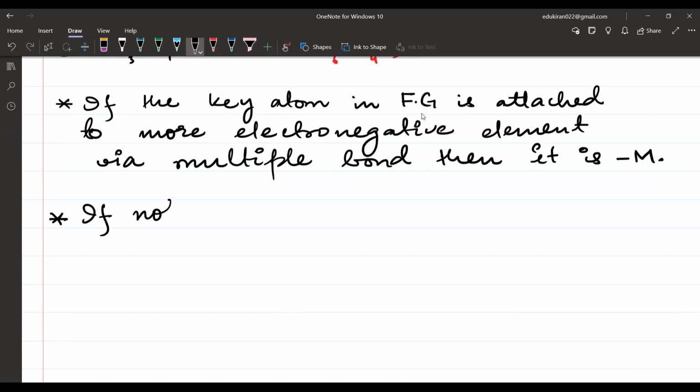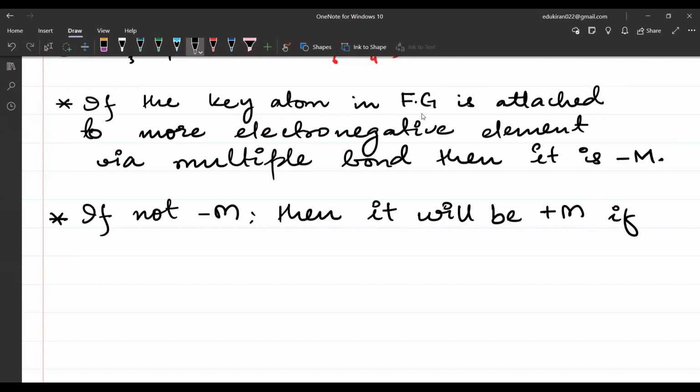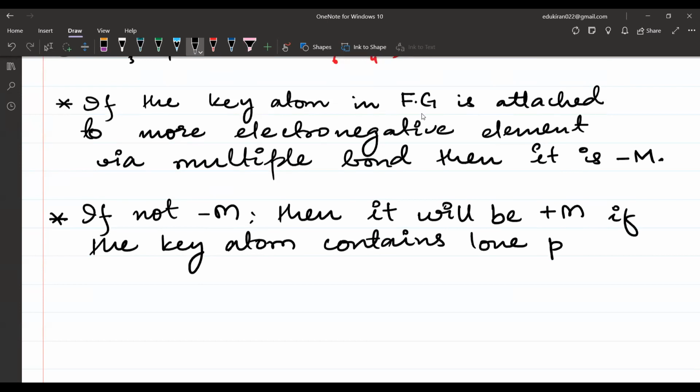If not minus M, then it will be plus M if the key atom contains lone pair electron.